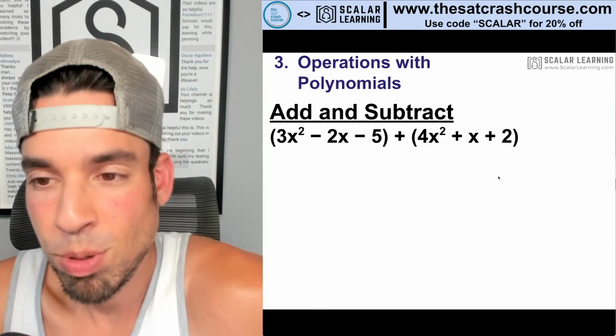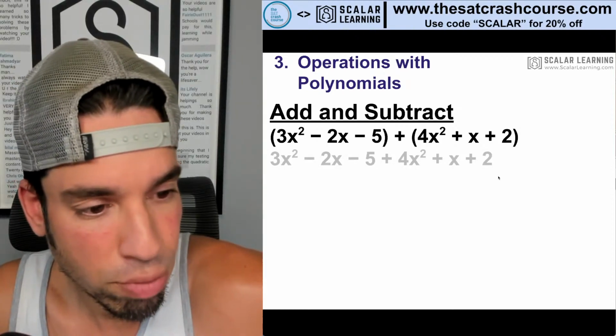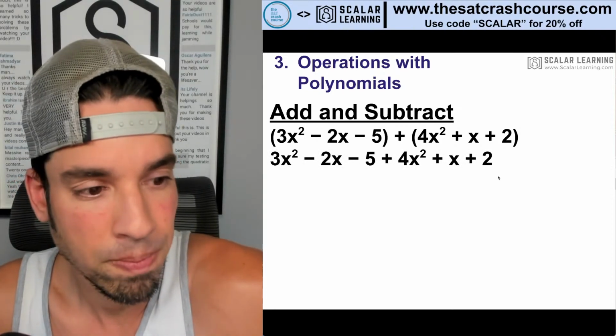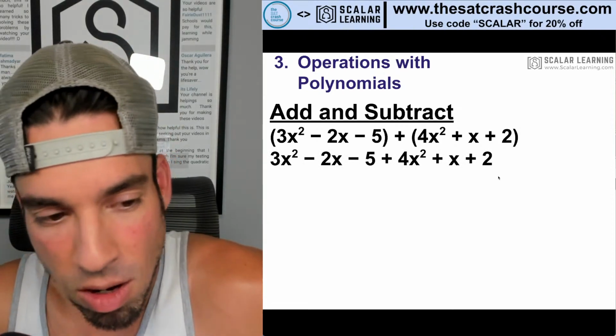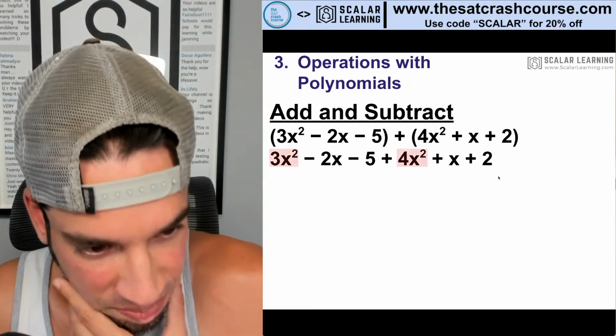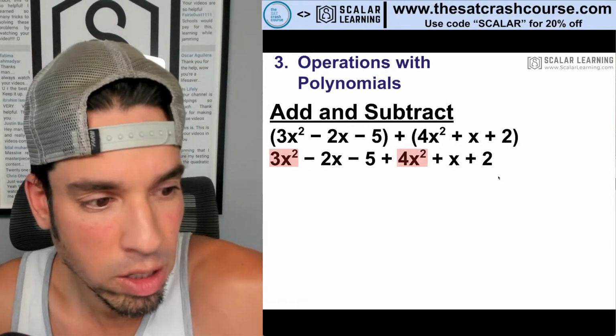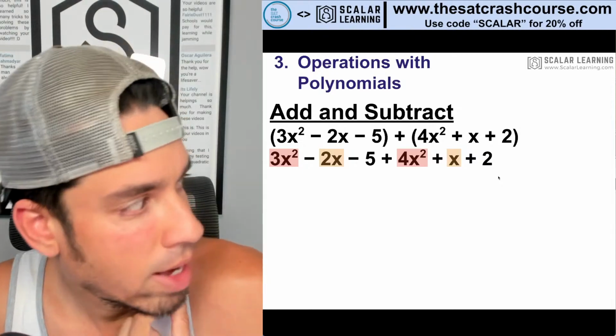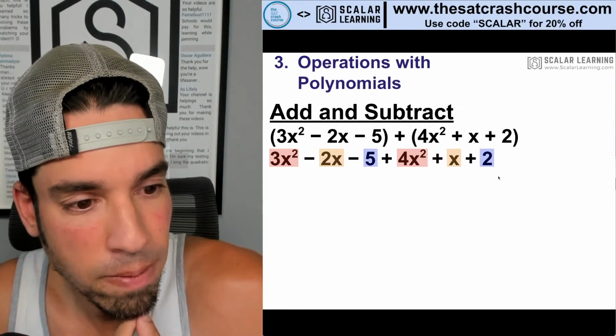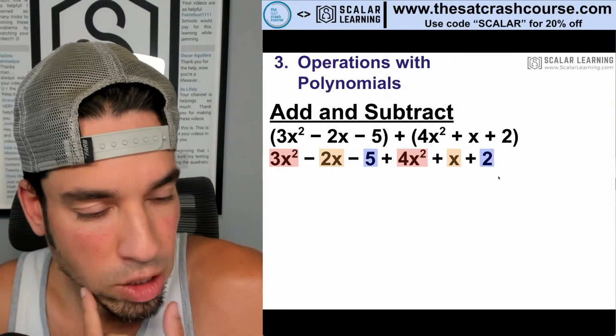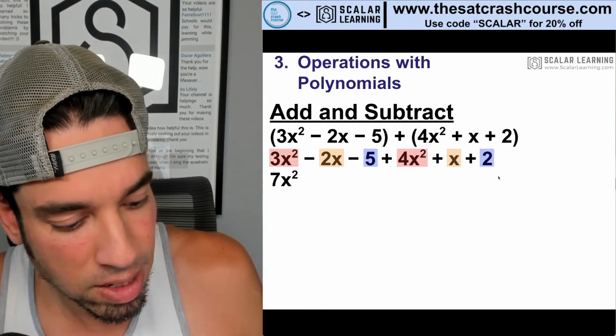So these parentheses are irrelevant when we're adding, so I can pretty much just get rid of them. And then I'm going to add all of my like terms. Those are my x squareds, those are my single x's, and here are my constants. So what's 3x squared plus 4x squared? That is 7x squared, right?